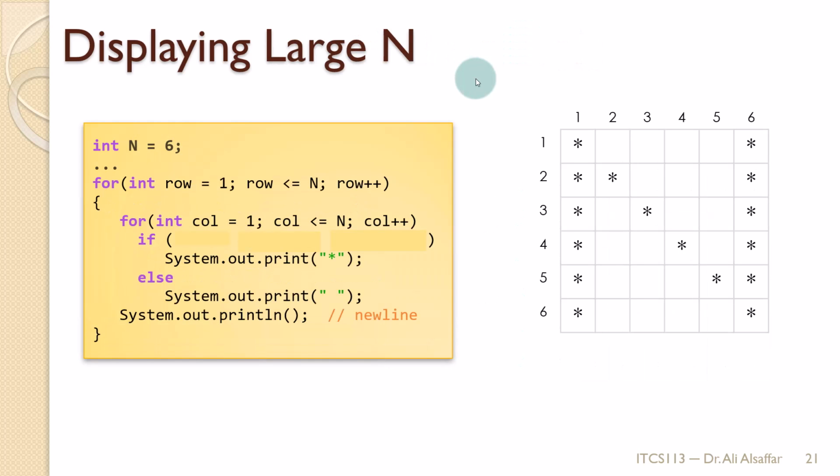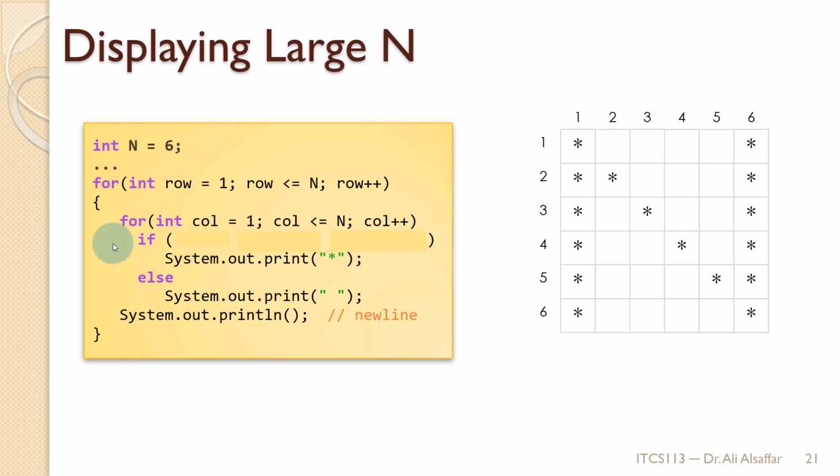In our first example, we would like to display the letter n, large letter n, using a grid of size 6 rows and 6 columns. And this is what we need to display for the large letter n. To display large letter n in a grid of size 6 rows and 6 columns, we need to display an asterisk on all cells in column 1, and we need to display an asterisk in column 6 for all rows, which is here, and also we need to display an asterisk on the diagonal.